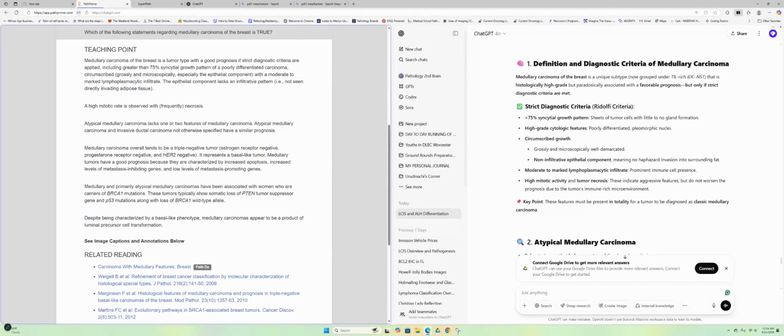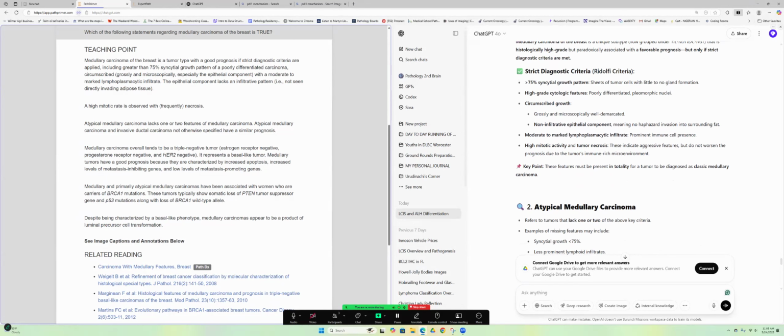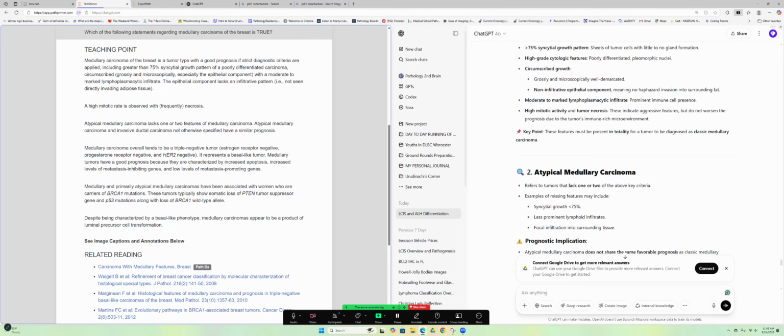The non-infiltrative epithelial component, which means no outside invasion to surrounding fat. Moderate to marked lymphocytic infiltrate. Then high mitotic rate in tumor cells. Strict diagnostic criteria: it must have high-grade cytologic features, 75% syncytial growth, circumscribed border, and marked lymphoplasmacytic infiltrate.